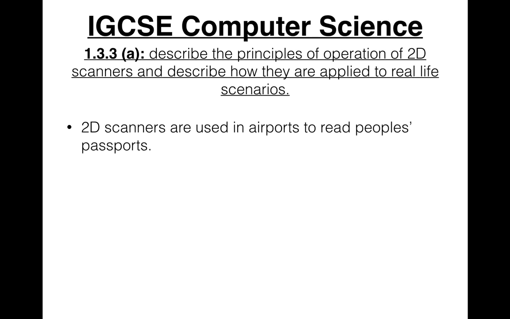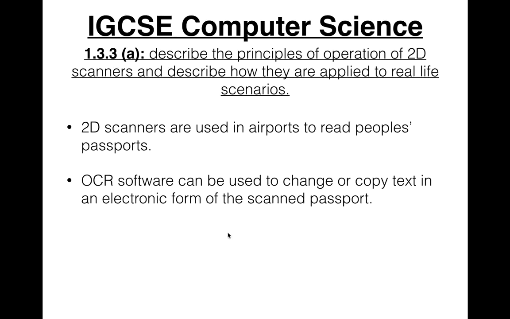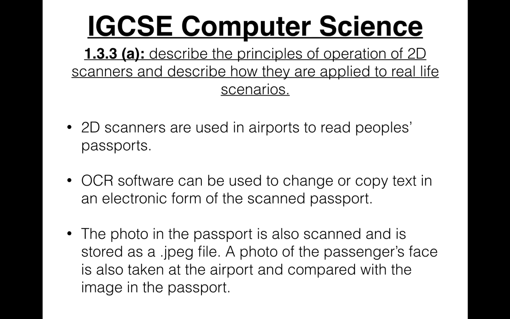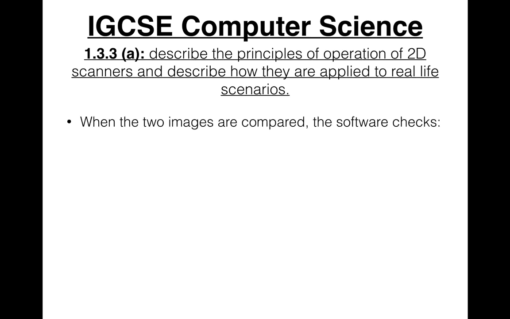So here, let's look at the uses of 2D scanners. As said, they can be used in airports to read people's passports. OCR software can be used to change or copy text in an electronic form of the scanned passport. The photo in the passport is also scanned and is stored as a JPEG file, although not necessarily only a JPEG file. Just an example. A photo of the passenger's face is also taken at the airport, and it's compared with the image in the passport.